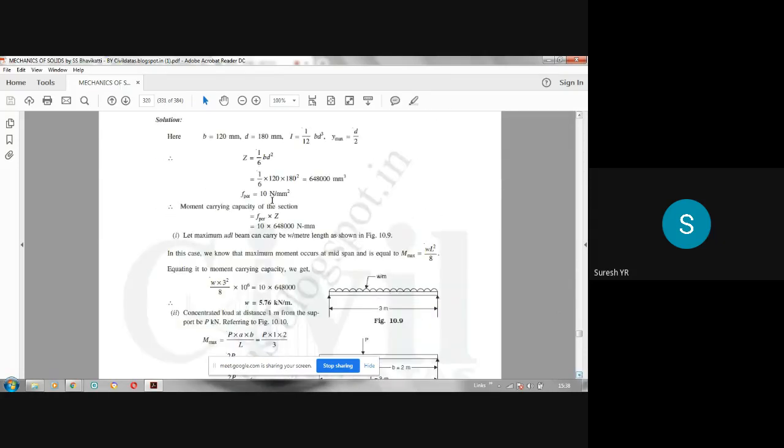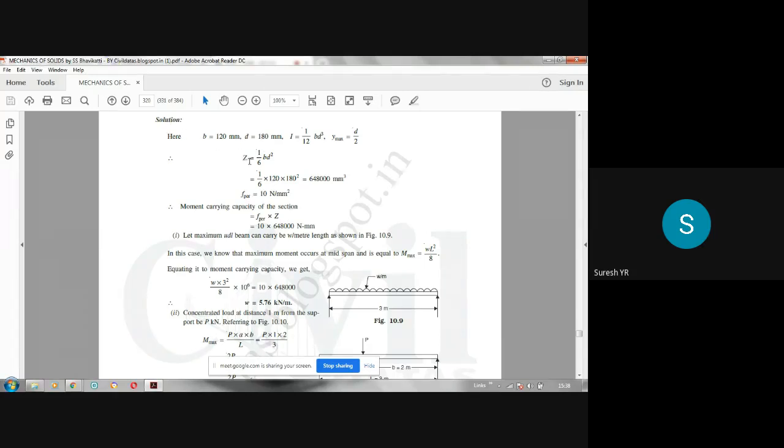So see here, B, the width, is 120, depth is 180. I value is BD cube by 12 because it is a rectangular section, then Y max is D by 2. So this is the beam. In the first part, for the maximum UDL, I will take it as W per meter length. 3 meters is the span of the beam.